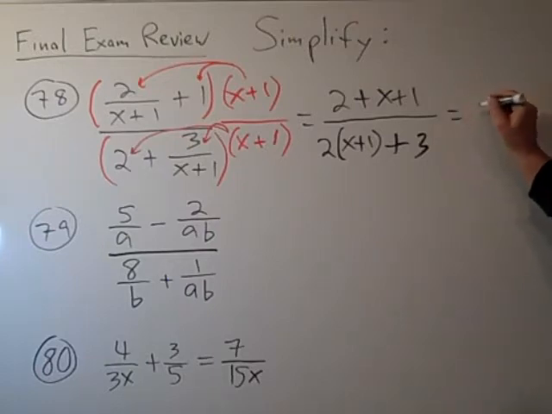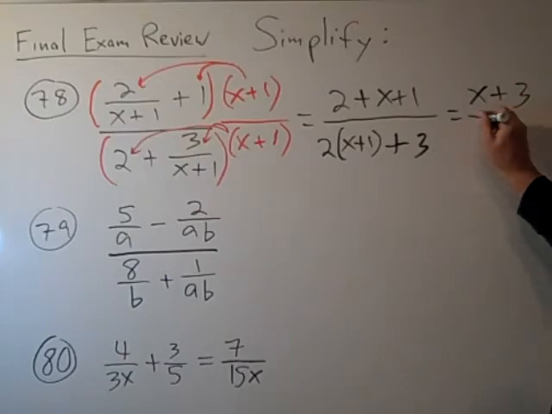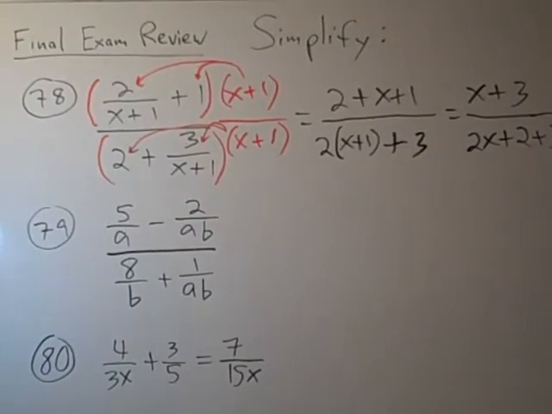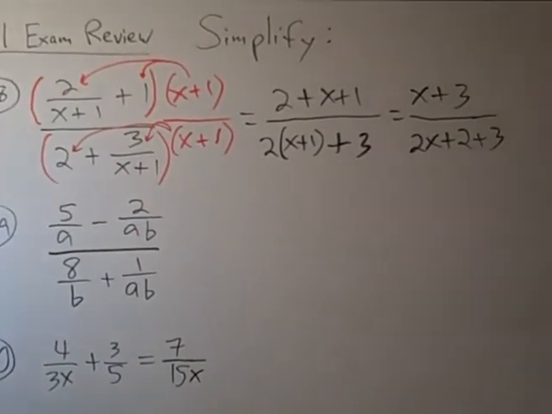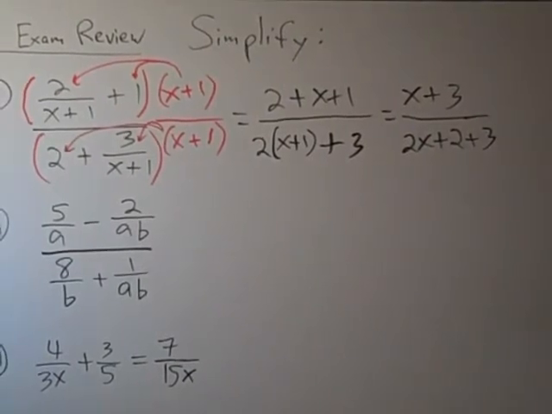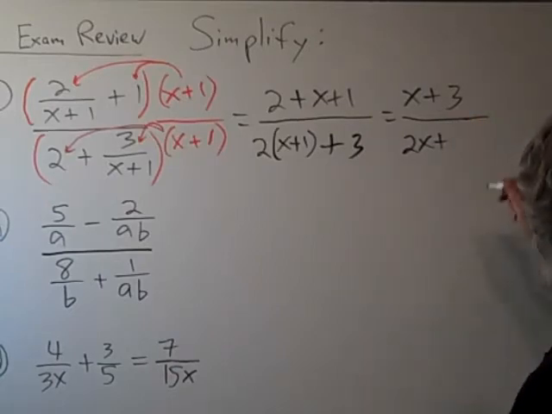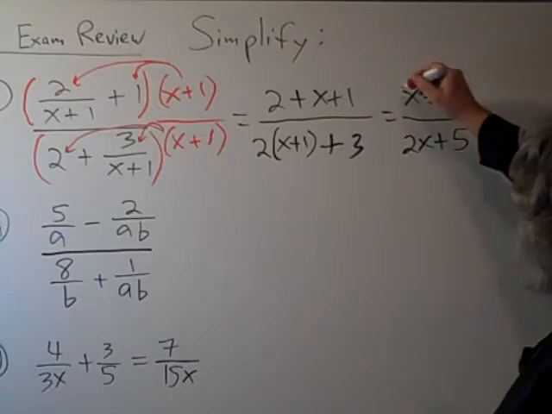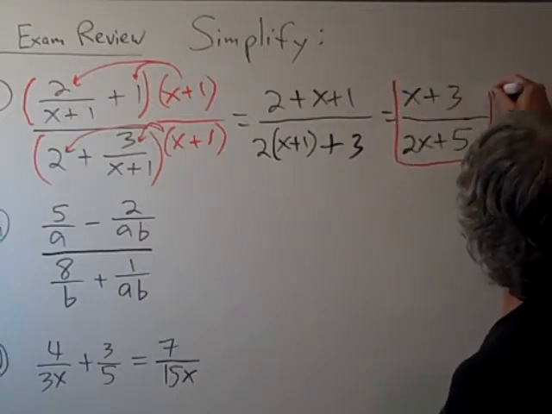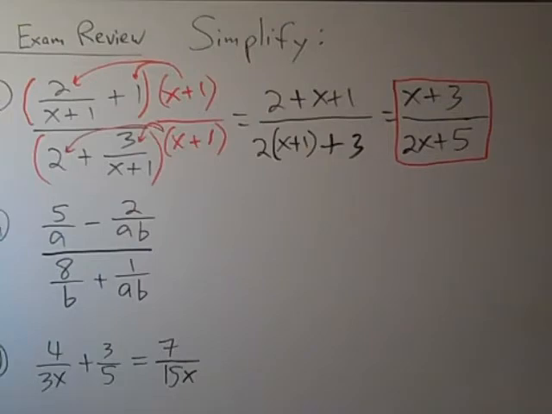Now in the numerator we have x plus 3, and in the denominator we have 2x plus 2 plus 3. And 2 plus 3 is 5. And so there we have it. That's what this complex rational expression simplifies to. X plus 3 divided by 2x plus 5.